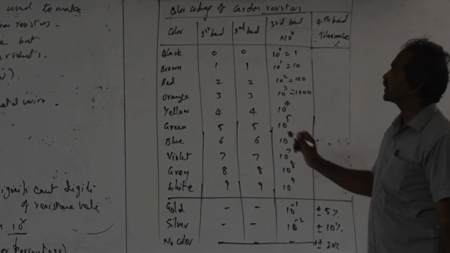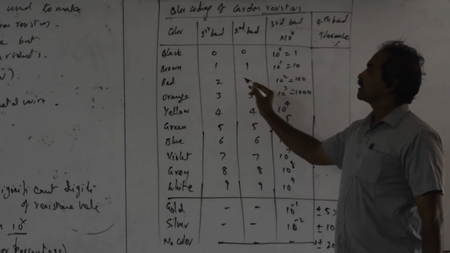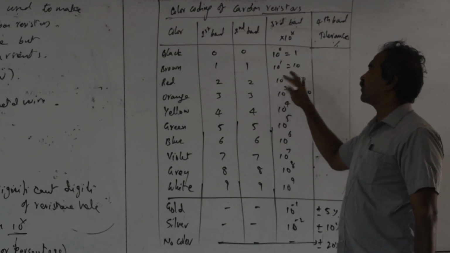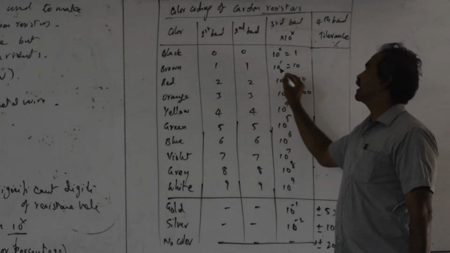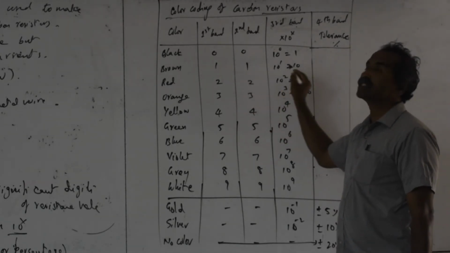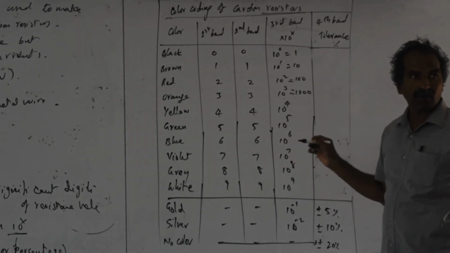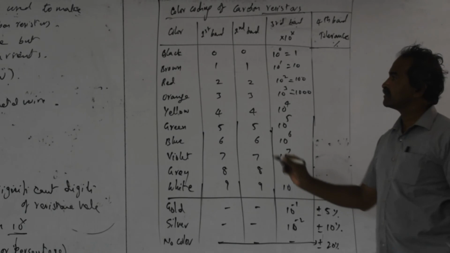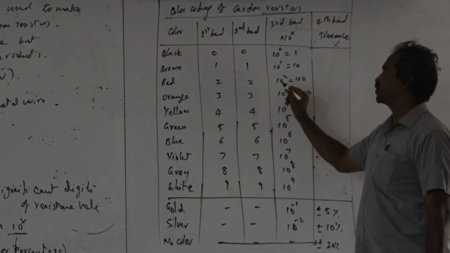Next is brown, 1, 1, 1. If all three color bands are brown, it means 1, 1, and 10 to the power of 1 is 10. That means 1, 1, 0. It will be 110 ohms. 110 ohms, and if the fourth band is gold, plus or minus 5%. Similarly, orange, red: 2, 2, 10 to the power 2, 100.